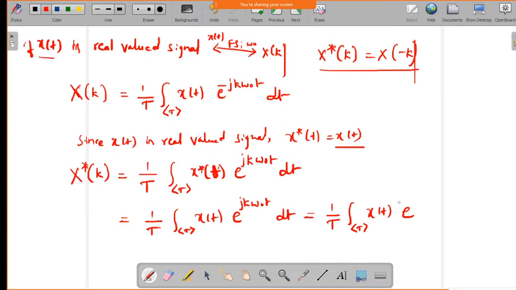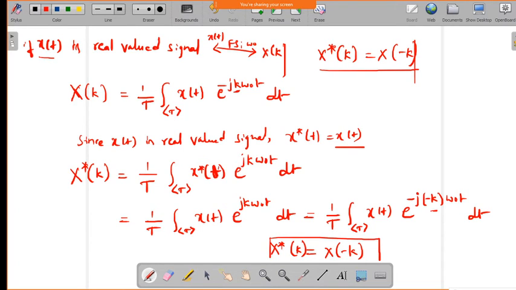So this I can rewrite in terms of minus j, so we need to compare with the x of k. This I can write as minus k. If you multiply this, you will again get plus jk omega naught t back, into dt. Now if you compare this equation with this equation, only the k term which is having minus, we can write as x of minus k. So your final expression, x complex conjugate of k, will be given as x of minus k.